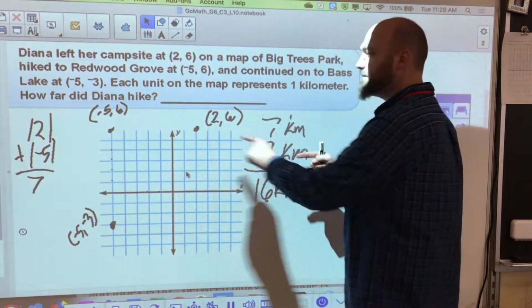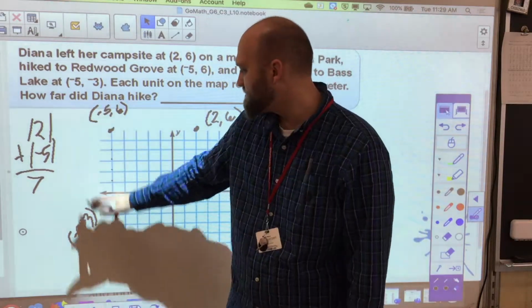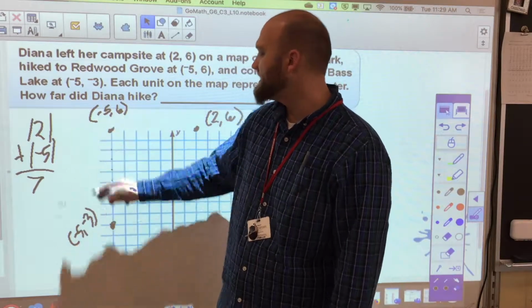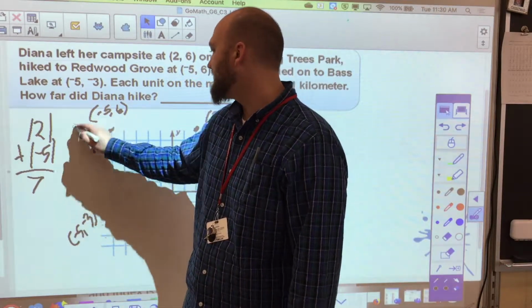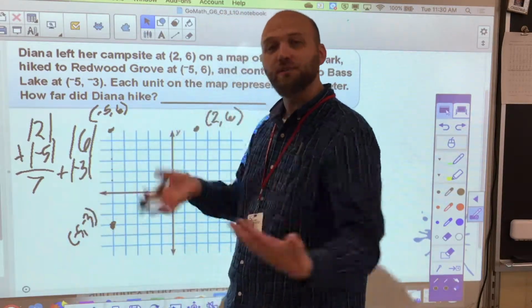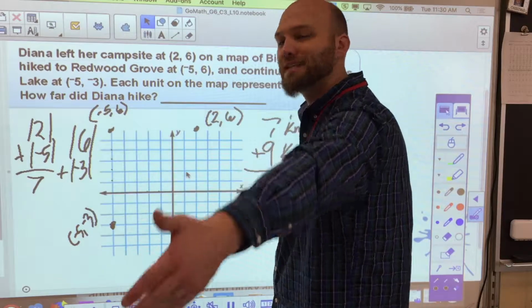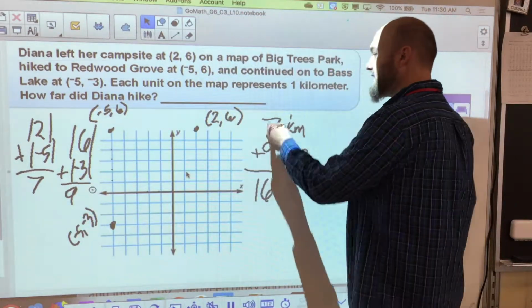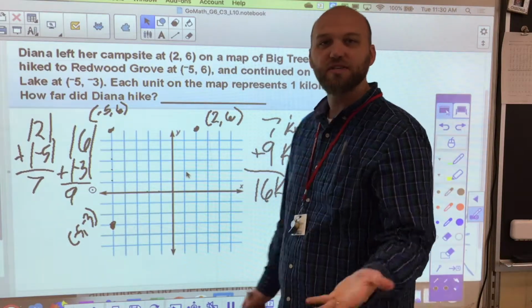There's my 7, right? And then I'm going to take these being on the same x coordinate. My distance is the absolute value of 6 added to the absolute value of -3, because they're in different quadrants. I'm going to go to 0 and then continue on, which is going to give me 9. So once I add all those together, I still end up with 7 plus 9, which is 16.